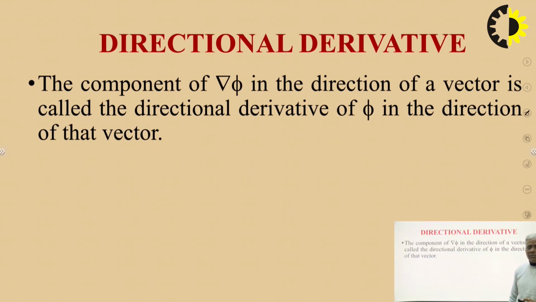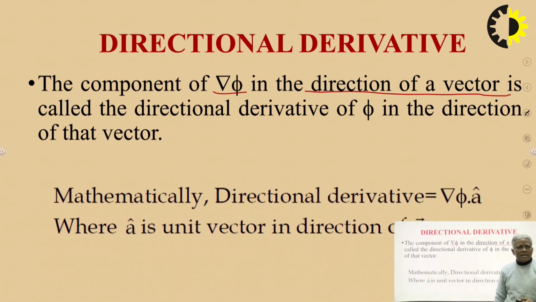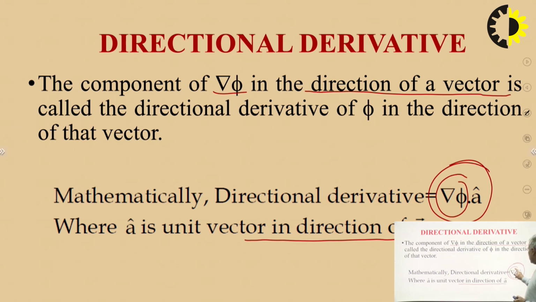The component of del phi in the direction of a vector is called the directional derivative of phi in the direction of that vector. How to calculate it? I explained: mathematically, the directional derivative is denoted and defined by del phi dot a cap, where a cap is the unit vector in the direction of a. So first of all, there is a need for two components. First is the gradient, and its dot product with the unit vector is called the directional derivative. This is known as the unit vector in the direction of a.